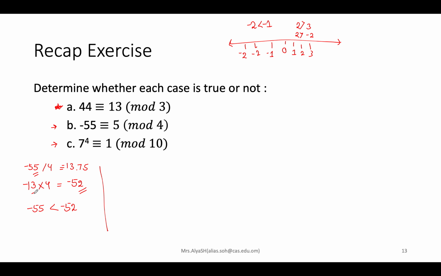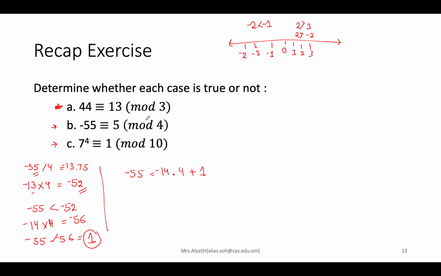We need to add a 1 in here. So minus 14 multiplied by 4 equals minus 56. Now, if I subtract minus 56 from minus 55, the negative goes, so it will be positive. Minus 55 plus 56 is 1. Now I got the remainder. So here we got that minus 55 equals minus 14 multiplied by 4 plus 1.